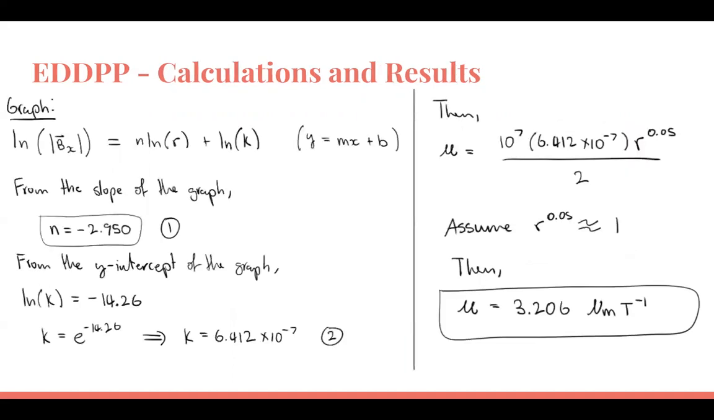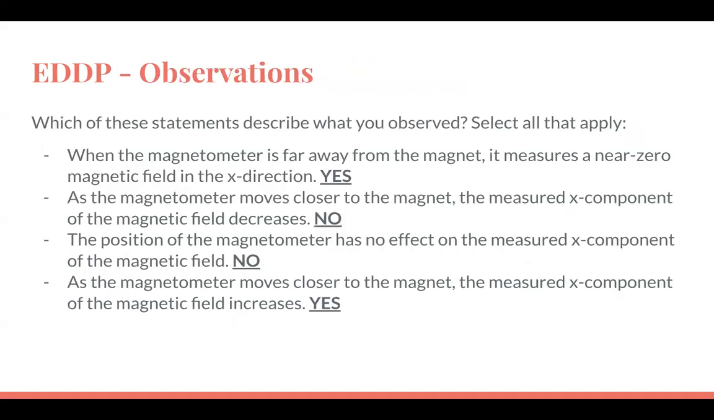Of the observations shown here, only the first and fourth statements describe what I observed in my experiment. I noticed that when the magnetometer was far away from the magnet, Bx was close to zero, and that when it was brought closer, Bx increased as expected.